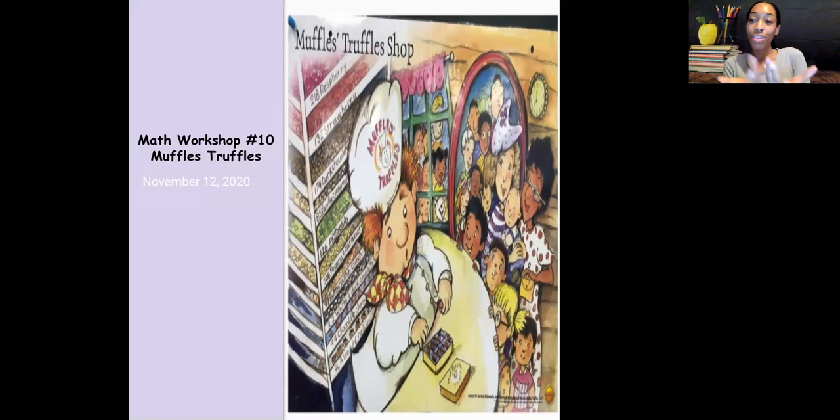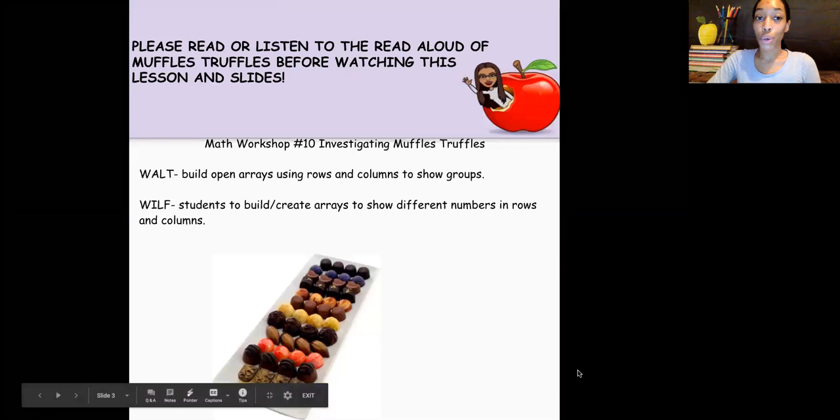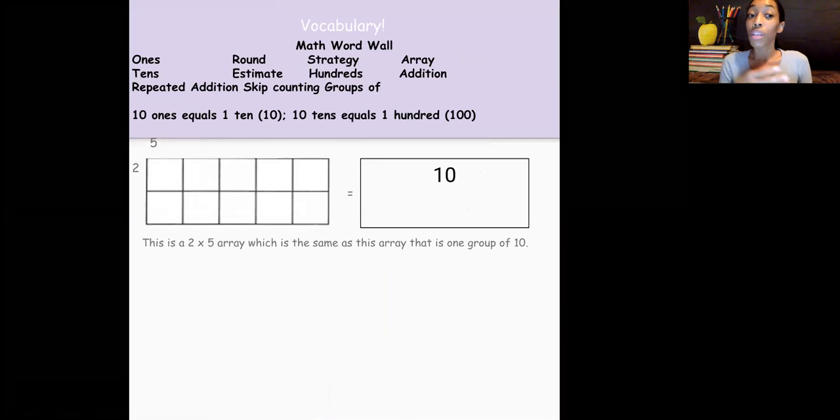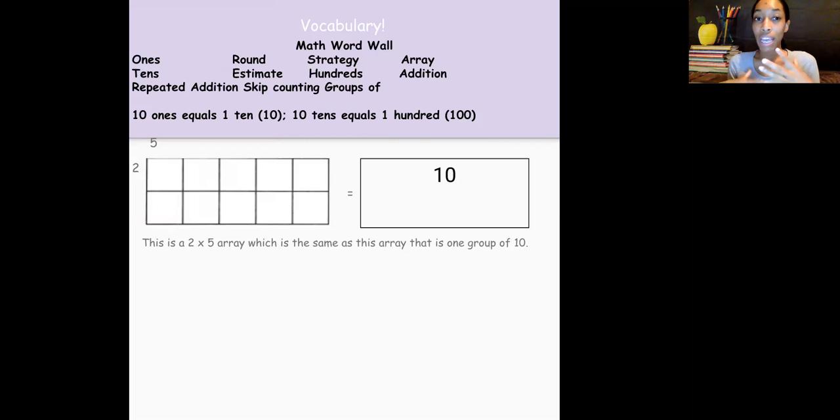Today, we are going to start a little project. We're going to take a little pause on Unit 3, and we're going to focus on helping our friend Muffles out with his truffle shop. This is still going to involve some math. Here are some key things you might want to write down to refer to, so you remember what we'll be using. Repeated addition, skip counting, groups of, and array are the new words that we're going to be saying today.